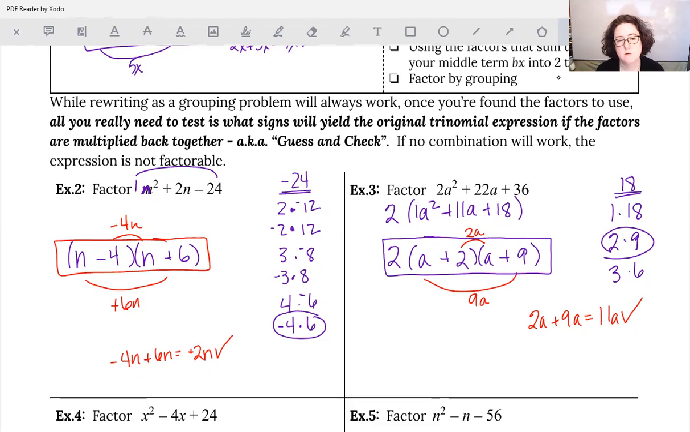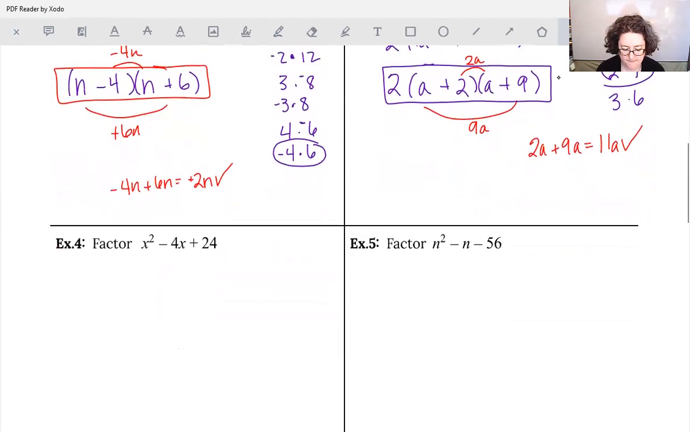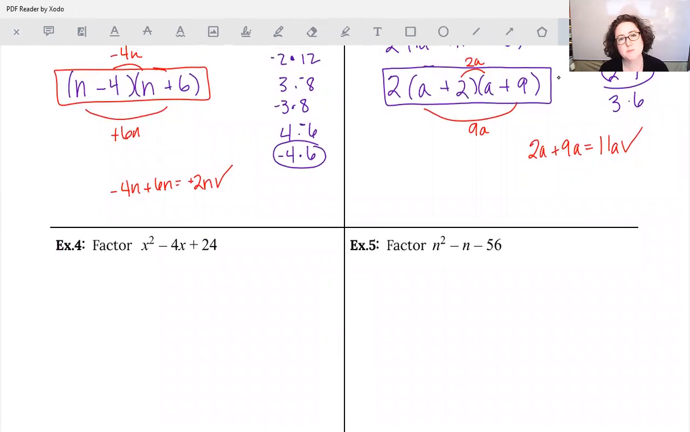Alrighty, next problem. x squared minus 4x plus 24. So no GCF to worry about on this one. We want to brainstorm on 1 times 24. But what do we need for negative signs? If we're trying to make a negative term in the middle, then we're going to have negative signs involved in our multiplication. And the only way to multiply things out to make a positive 24 is if both factors are negative.